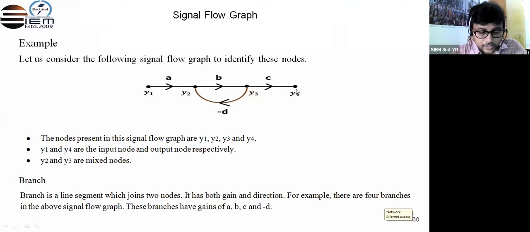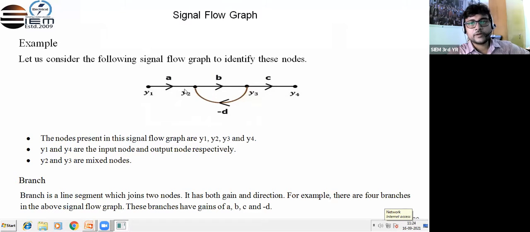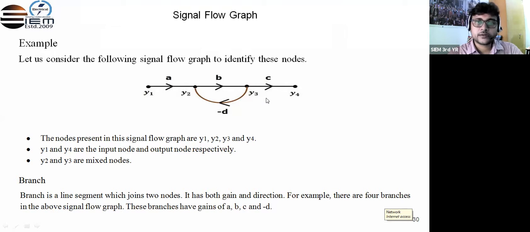Now when we did the block diagram reduction technique, we took the input value as R. That means the input value is R, so that R is nothing but Y1. And the output value we considered as C, so that is nothing but Y4. So you see, between each and every branch there is a node. So Y1, Y2, Y3, and Y4, these are the nodes.